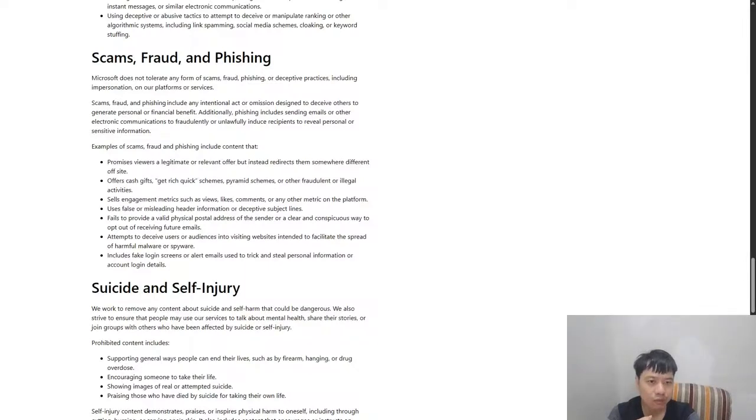Attempts to deceive users or audiences into visiting websites intended to facilitate the spread of harmful malware or spyware. Includes fake login screens or alert emails used to trick and steal personal information or account login details.